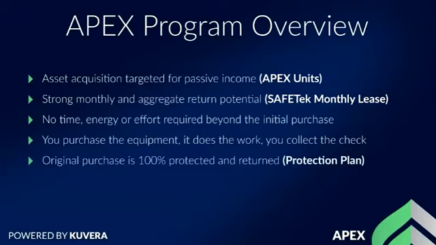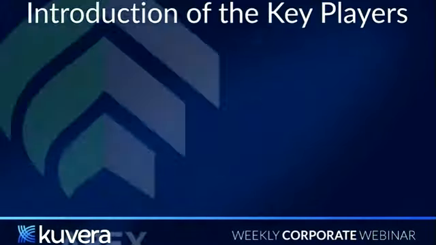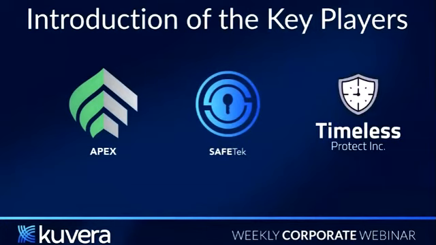And the original purchase is 100% protected and returned. Now notice it doesn't have any caveats about the performance of the equipment. It's truly designed on the original purchase price, 100% protected. That's where the protection plan comes in. Now, what we want to do today is focus on each one of these key players so that you understand the program, how each player fits in that program, and especially how the protection plan works.